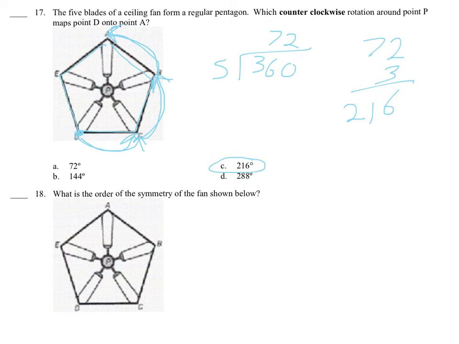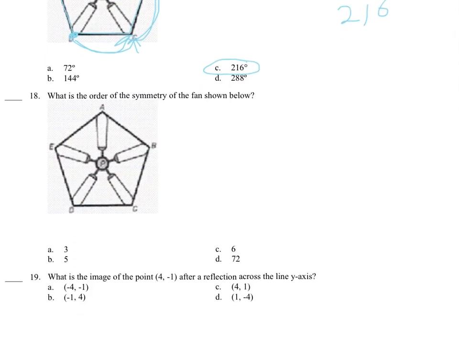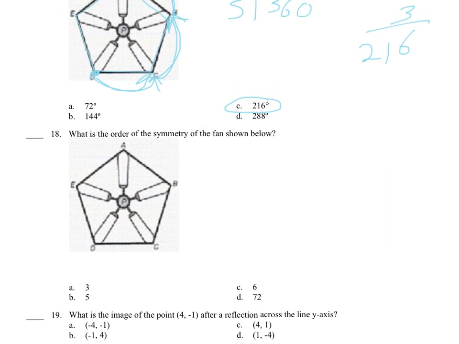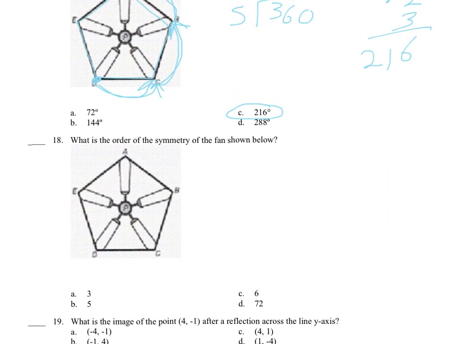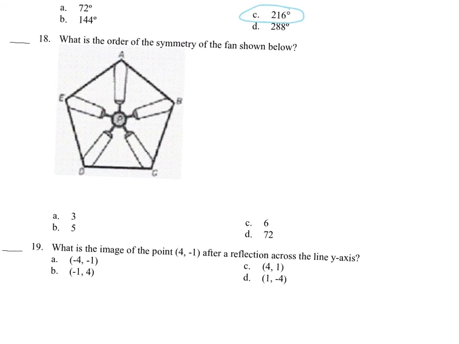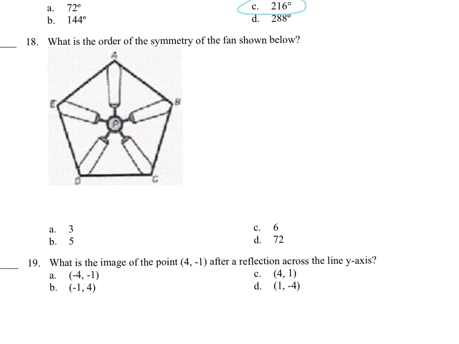Now remember, on number 18 it says, what is the order? The order is the number of rotations in a 360 degree turn where it would map onto itself. We counted the vertices would be 1, 2, 3, 4, 5. So the order in this case is 5.